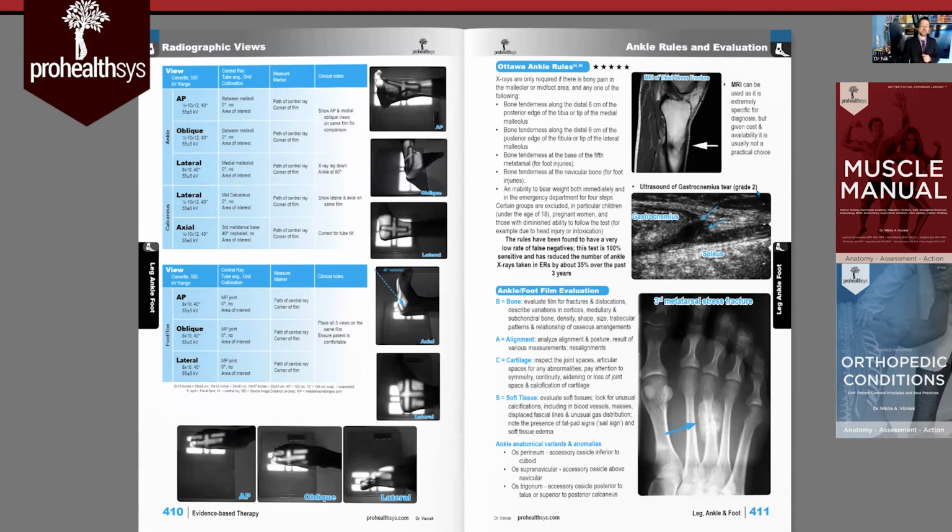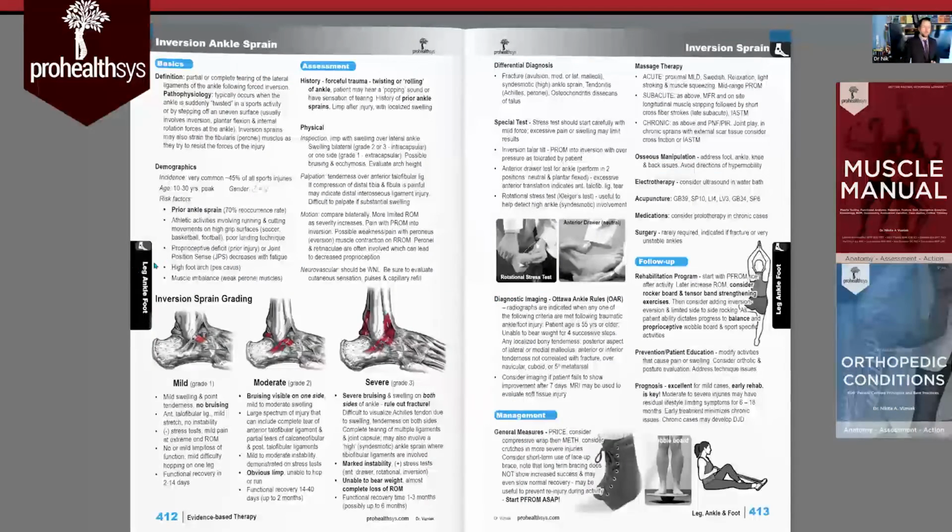So here would be an example of an MRI. I got a sneeze coming, so give me a second. Maybe it's not coming. Oops.